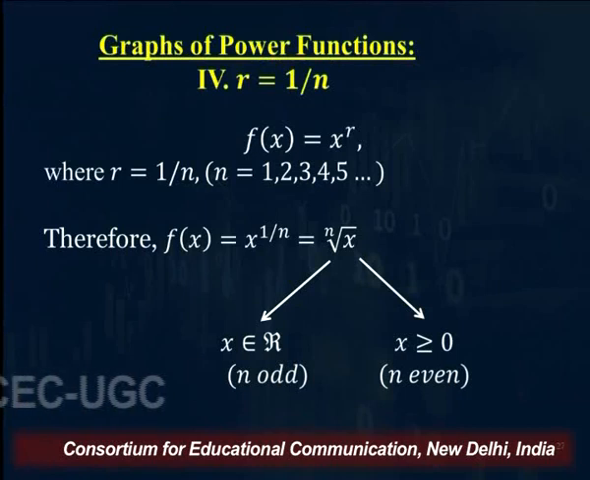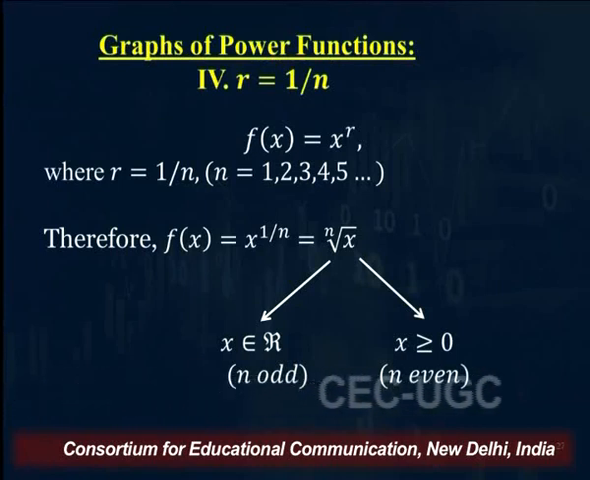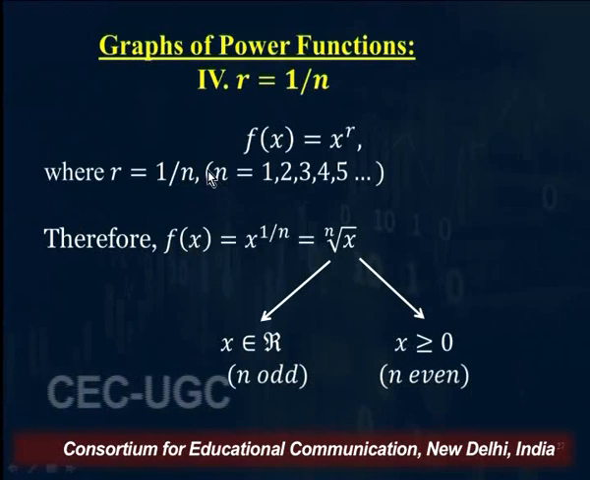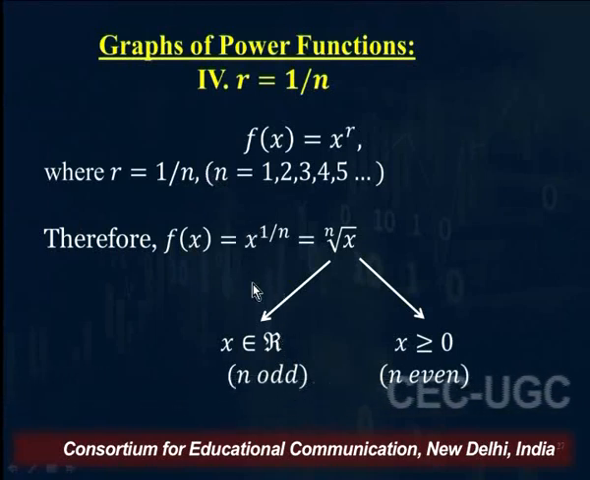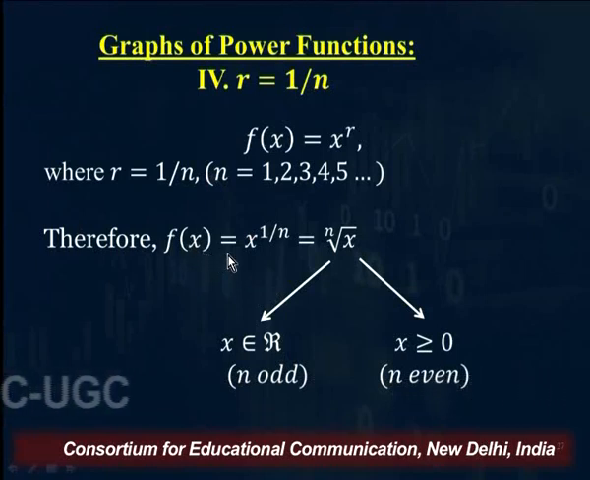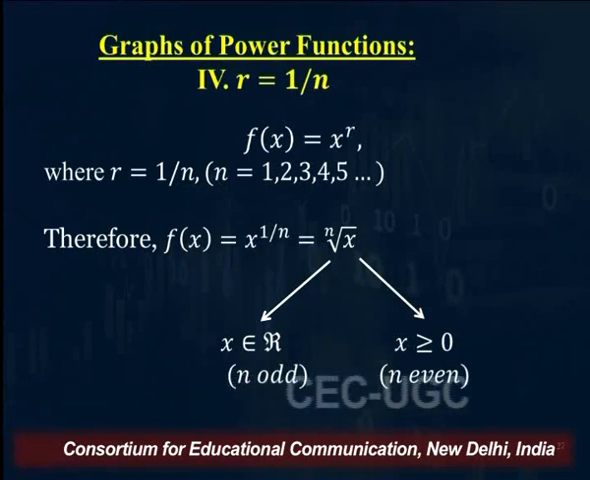And finally we're going to consider the case where r is equal to 1 by n. N here is a natural number, and if r is equal to 1 by n, then our function becomes f of x equal to x to the power 1 by n, which can be written as the nth root of x.